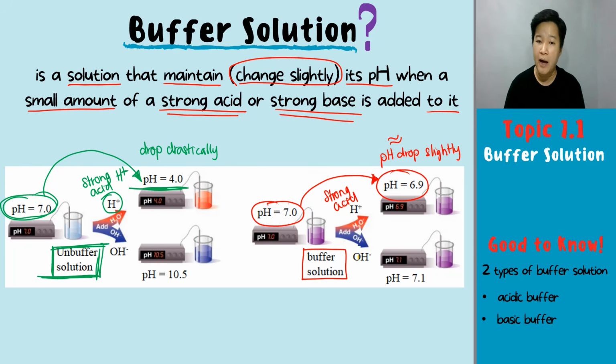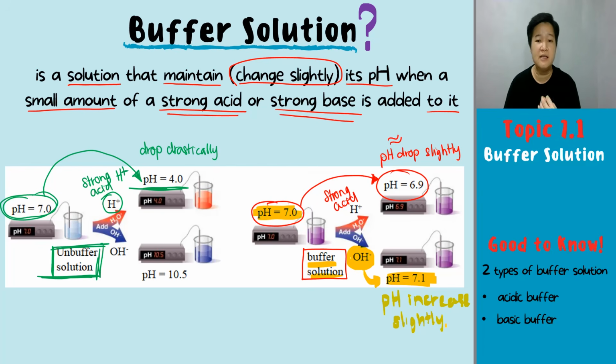And the same thing will happen when you are adding in your strong base. When you have your strong base added into your buffer solution over here, the pH originally is 7. And then when you add in a strong base, the pH only changed to 7.1. The pH right now increased slightly. It will only increase very little, only a 0.1 increment, because it's a buffer solution.